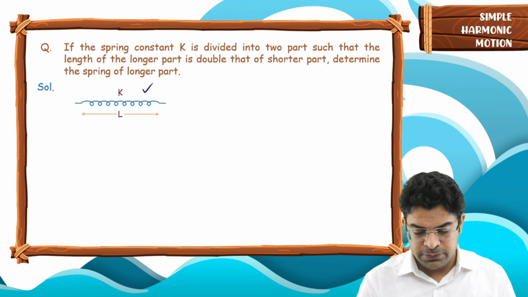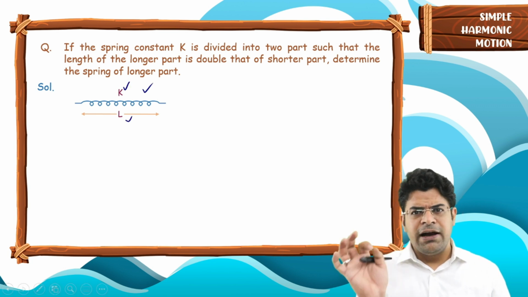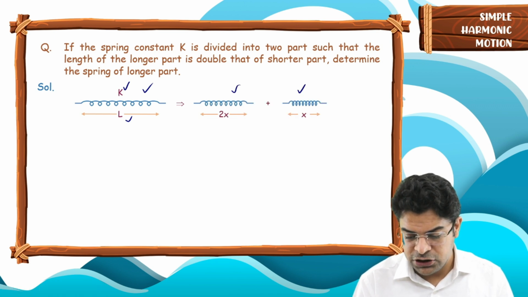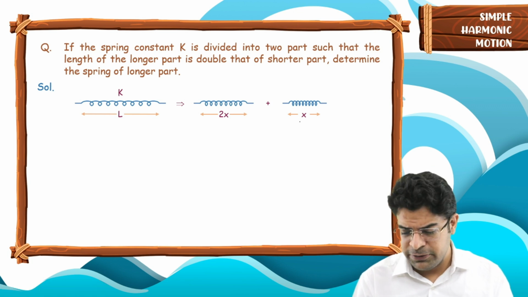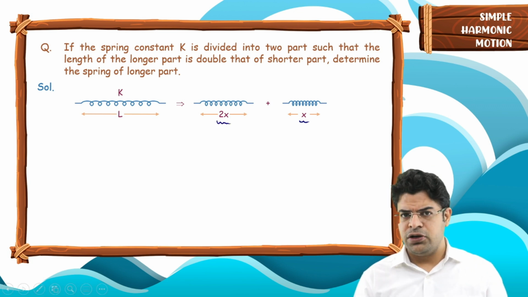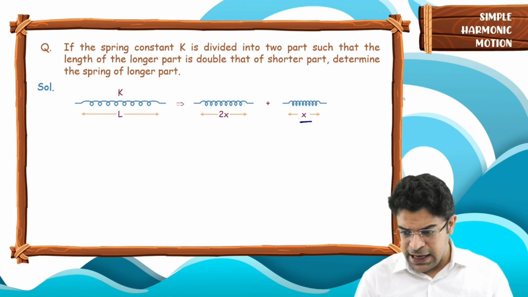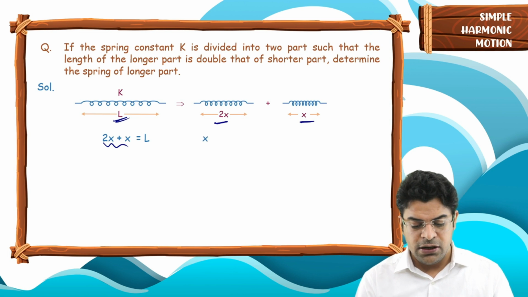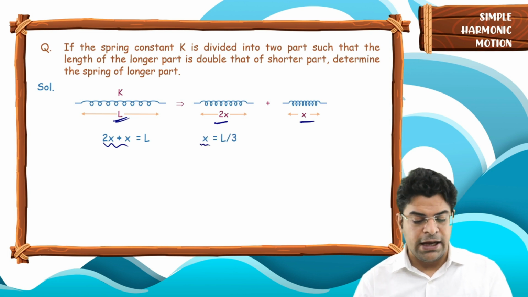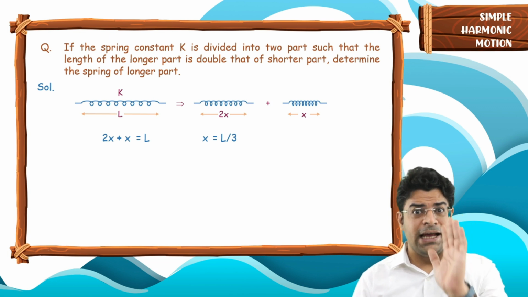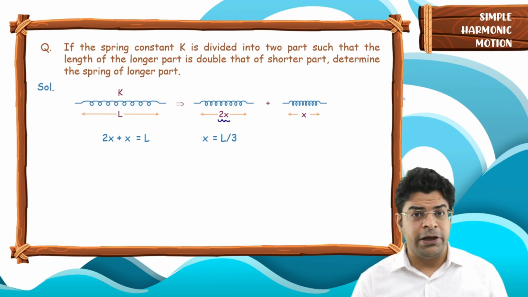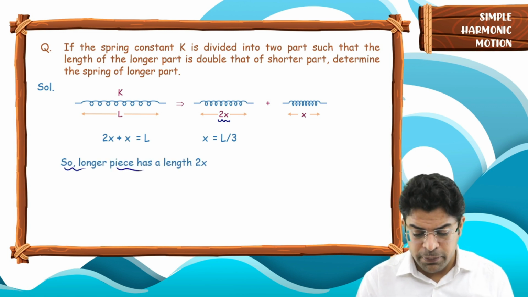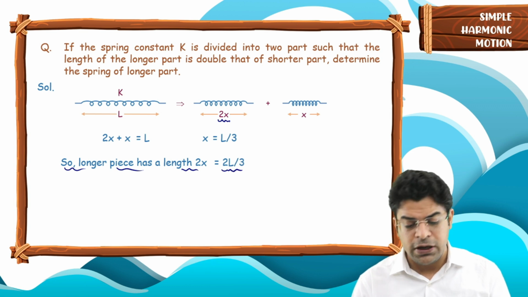So visualize the spring of spring constant K and length L, divided into two parts such that the longer piece is double the length of the shorter piece. Let's say the length of the shorter piece is x, so the length of the longer piece will be 2x. Now x plus 2x equals L, so x equals L by 3. Once you know that x is L by 3, the length of the longer piece is 2x, which is 2L by 3.